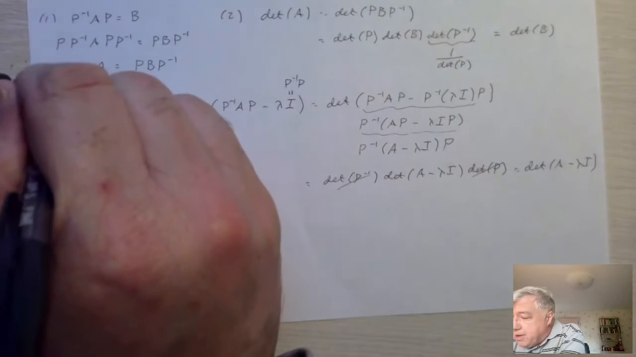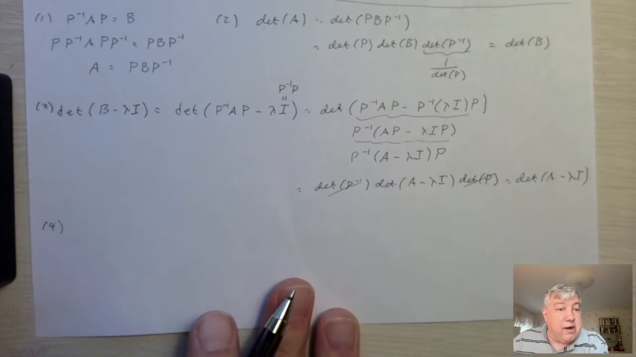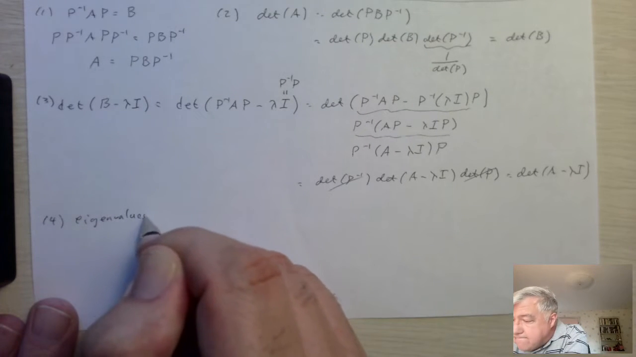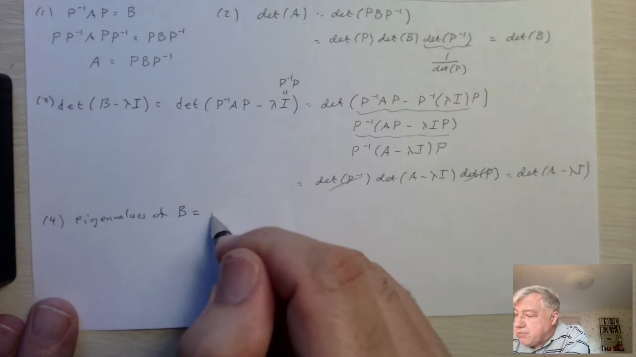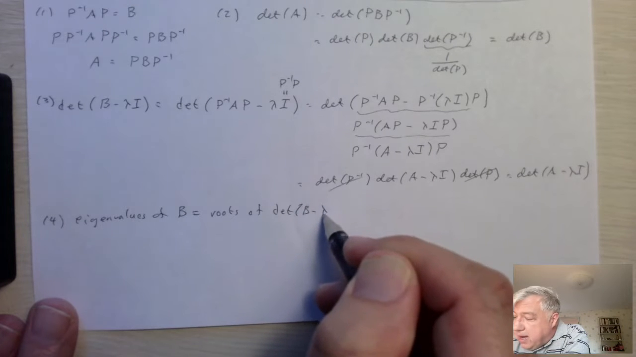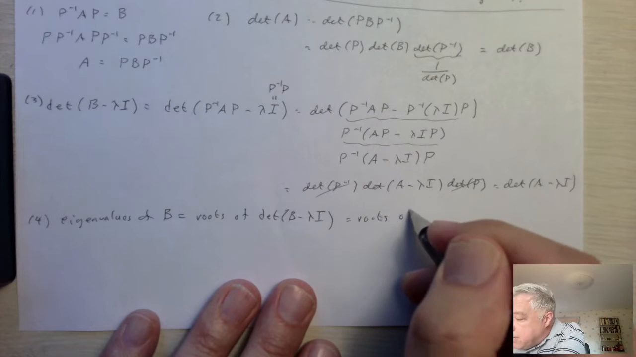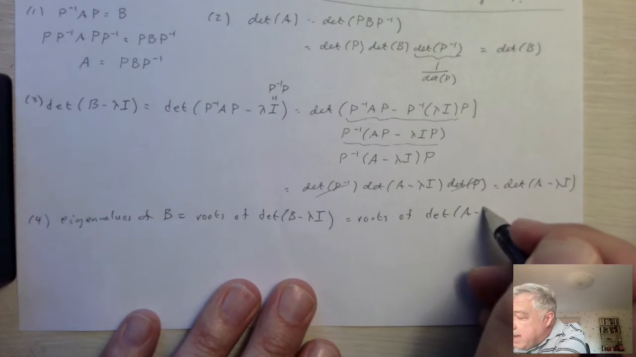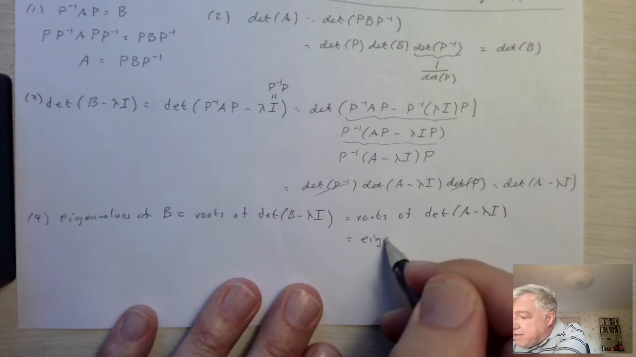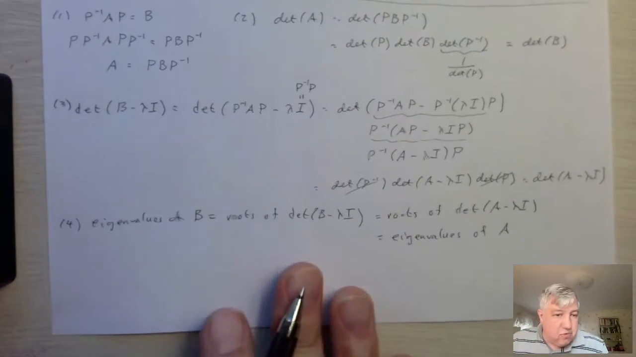So that proves 3. And 4 is true because the eigenvalues of B are equal to the roots of the determinant of B minus lambda I, which is equal to the roots of the determinant of A minus lambda I, which we just proved are equal. And so these are the eigenvalues of A. So that proves 4.